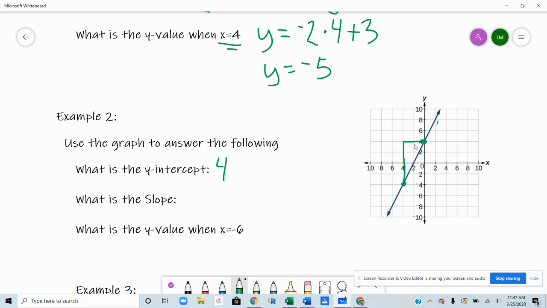Pay attention to your directions. Okay, this is rising up, which is positive, and running right, which is positive. Okay. If you count your rise, it is 4. You count your run, it is 2. So your rise over your run is 4 over 2. But you want to reduce that if it's possible. And in this case, 4 divided by 2 gives you your slope is 2.